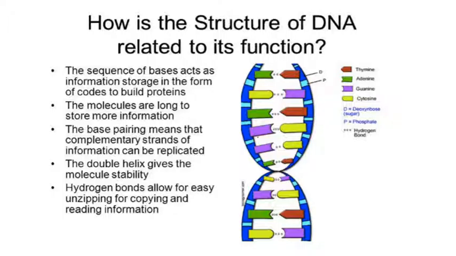The base pairing also needs to be complementary for being able to replicate it. That makes it a little bit more complicated to replicate, but it also stops it from having as many mistakes or malfunctions. The double helix itself gives the molecule a lot of stability, and then again, the hydrogen bond that we talked about earlier allows for easy copying and reading of the information. So everything about the structure of DNA is actually purposeful for its function. FYI, that might be a test question later on.